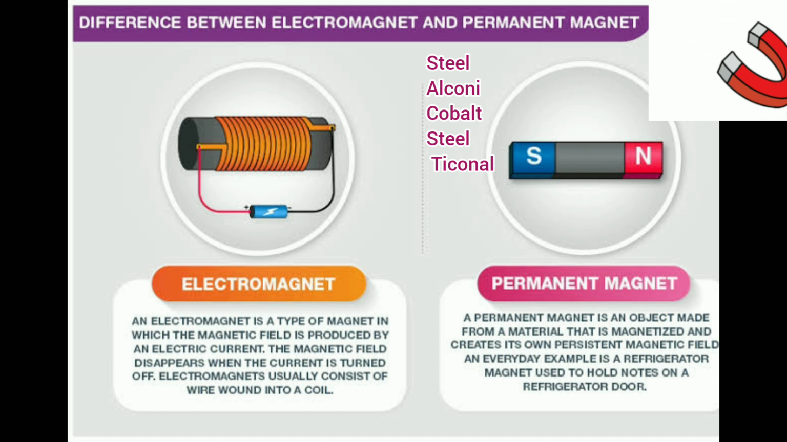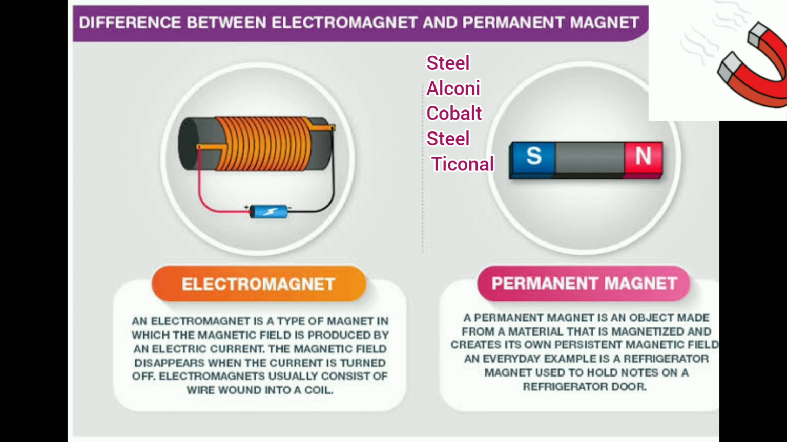Electromagnets are used in electric bells, loudspeakers, telephone diaphragms, and in cranes to lift machinery and bulk quantities of iron and steel. Soft iron is suitable for making electromagnets. These are the properties of electromagnets, which are very important from the exam point of view.